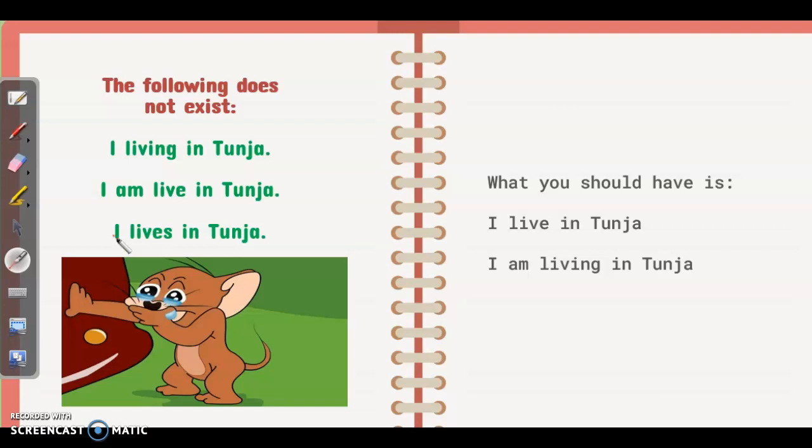Remember, when you use present simple and you're using the first person of the singular, which is I, you cannot use the s. The s in the verb is only reserved for third person, he, she, and it. So that's not good, okay? So you need to be careful with that one, okay? What you should say is, I live in Tunja. I am living in Tunja. Okay? It's very, very important to differentiate present simple from present continuous.